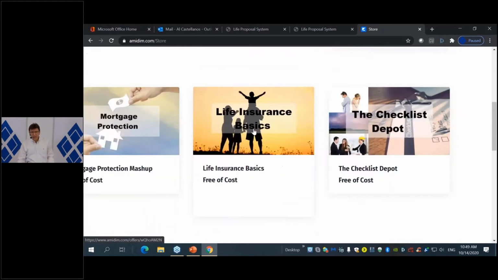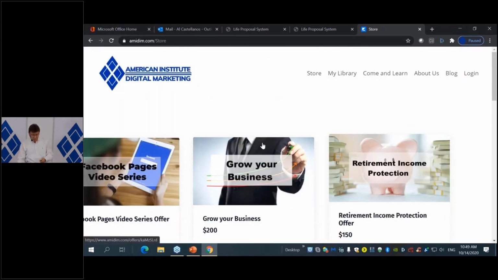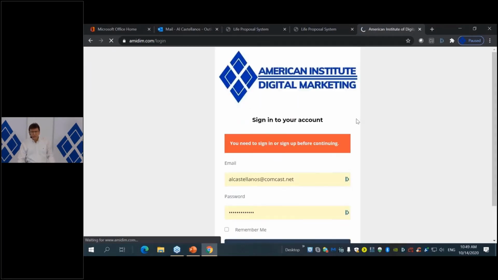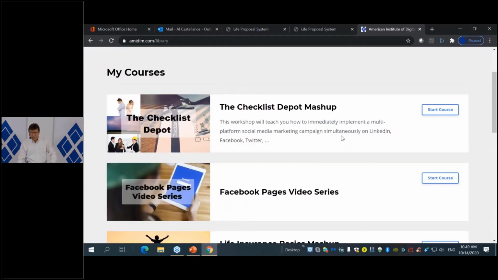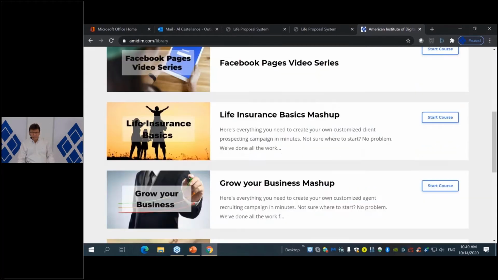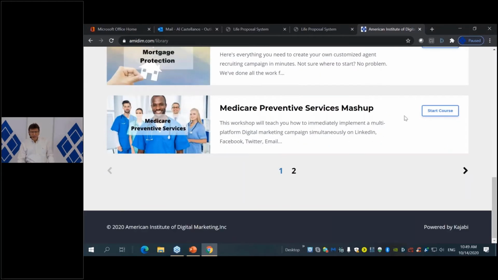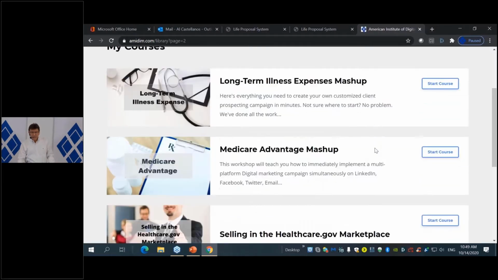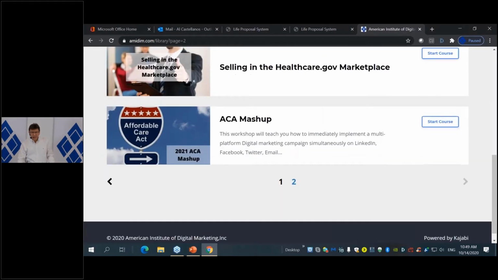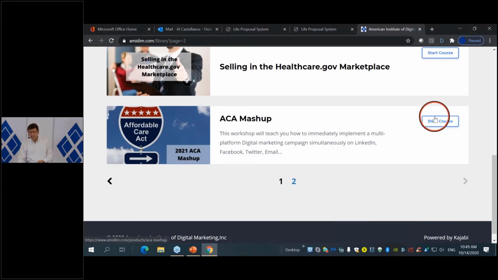Okay, so then once you have registered, you go to My Library here, the My Library tab at the AMIDIM website. So you go to My Library here, you click on My Library, and there you're going to see the ones that you are actually registered for. So these are the courses you are registered for. And here it is, Medicare ACA Mashup. So you can start the course by clicking here. So you will click there and you will start the ACA Mashup course.